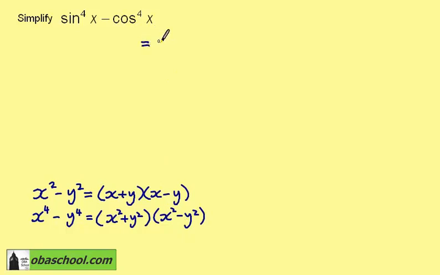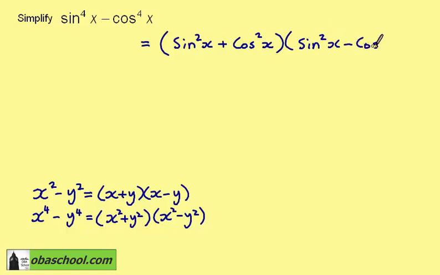Following this pattern, this can be factorized to (sin squared x plus cos squared x) times (sin squared x minus cos squared x). And this bracket is 1. We know the identity sin squared x plus cos squared x is 1, and therefore we have 1 times the second bracket, leaving us with just sin squared x minus cos squared x.